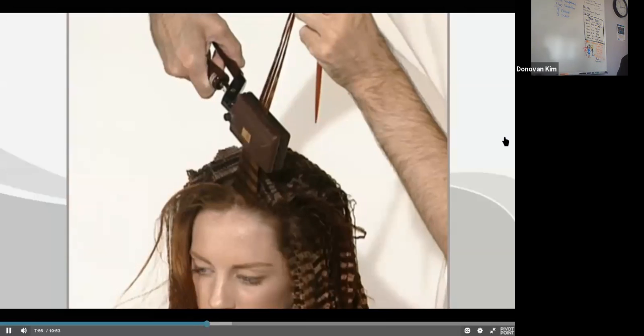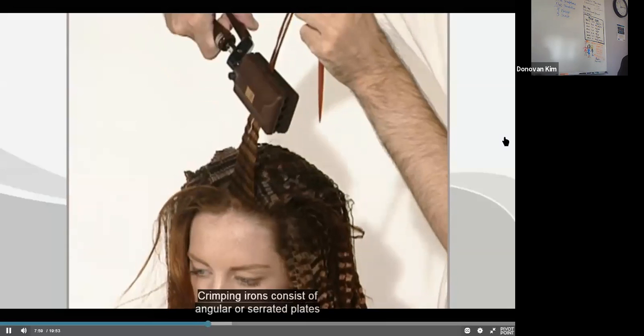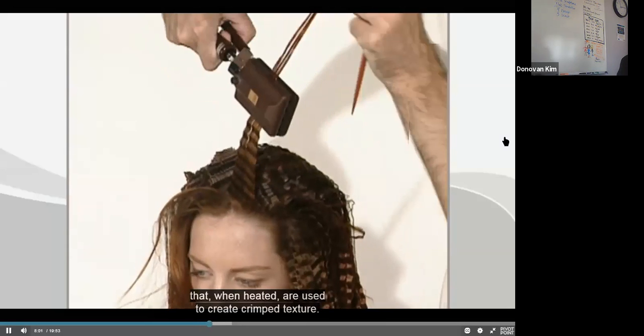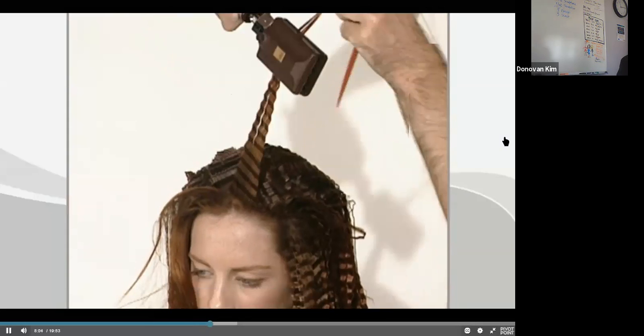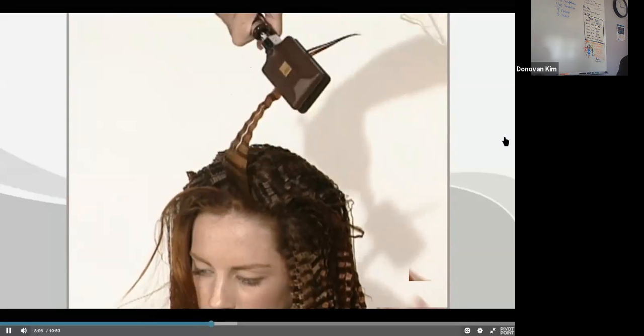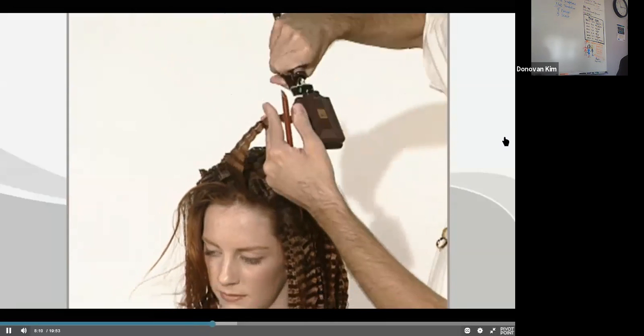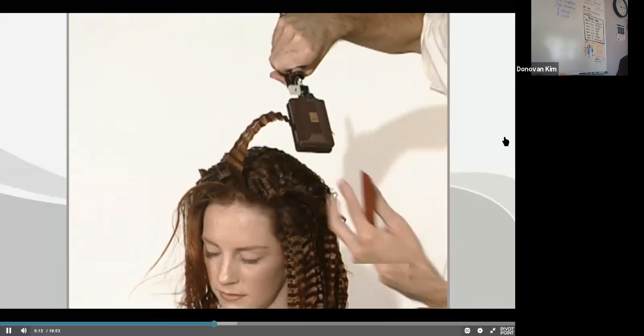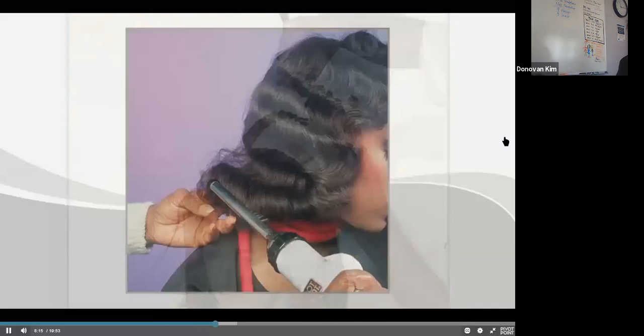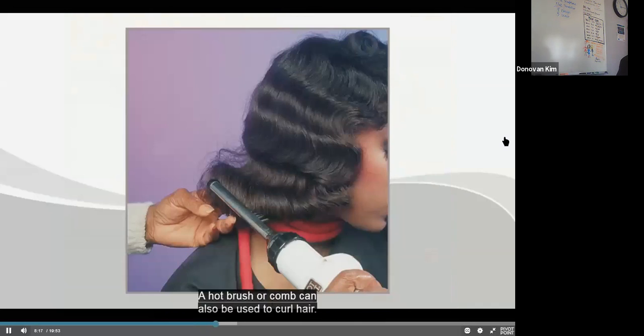Crimping irons consist of angular or serrated plates that, when heated, are used to create crimped texture. A hot brush or comb can also be used to curl hair.